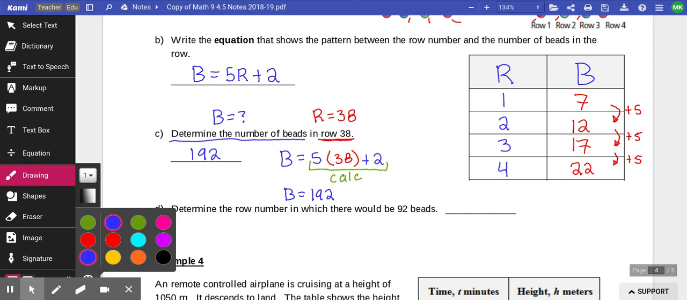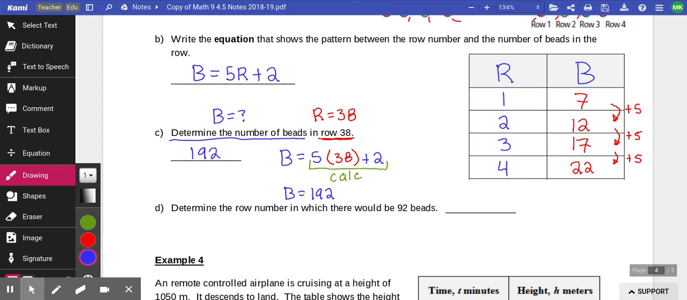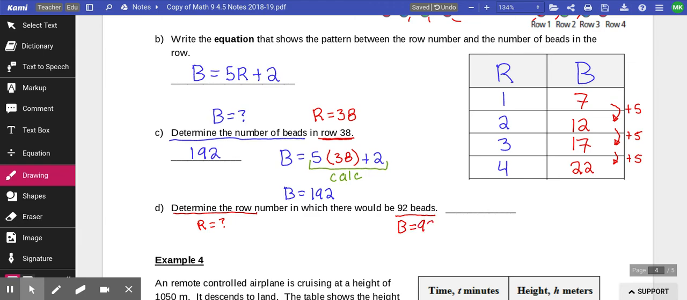If you look at question D, they will always give you one letter, ask for one letter. In this question, it said determine the row. That means you're looking for R. Determine the row number in which there would be 92 beads. That means they told you B is 92. This concept of give you one, ask for one will work all the way through math. They have to.